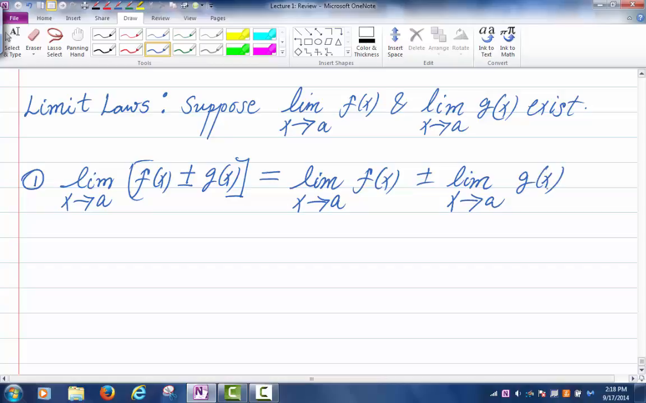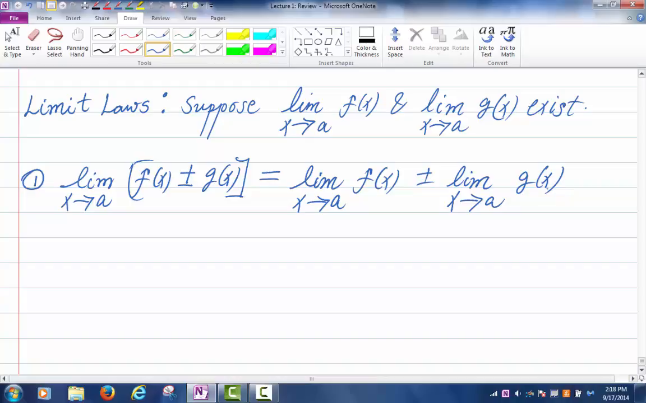Okay? So what this is saying is that if you have a sum, you can take the limit of each term. So you can take the limit term by term, one term at a time. You can do that as long as the limit of each term exists. This is saying you can take the limit of a sum by taking the limit term by term, as long as the limit of each term exists. Okay.